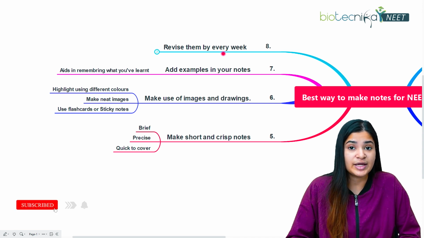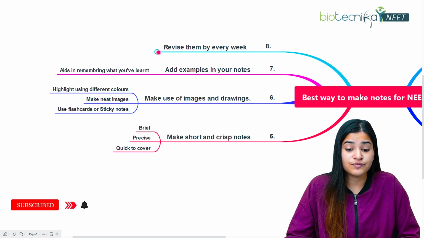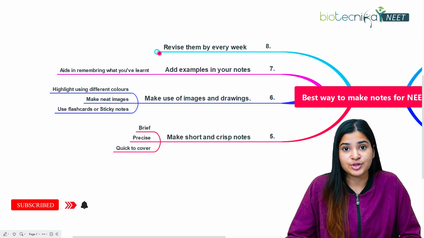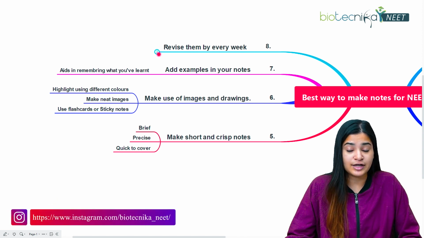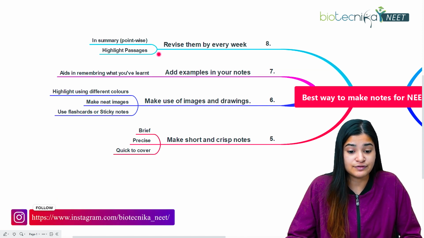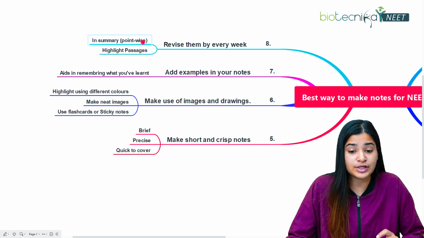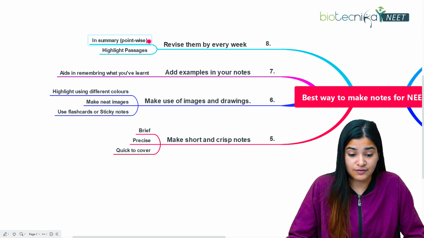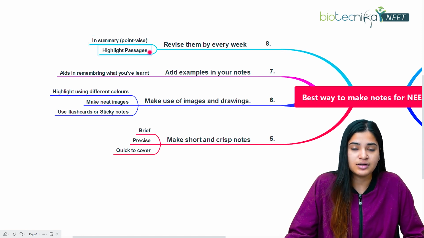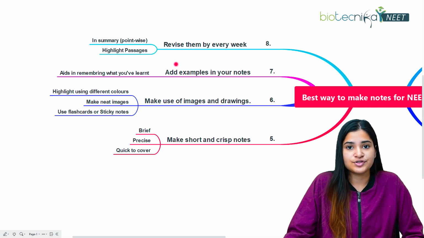sure you are revising them every week so that you don't forget the efforts that you put in during preparation of your notes and they don't go in vain. For that, you need to revise each and every point every week. You can always make a point-wise summary. That is the reason I mentioned you have to always make bullet points. Point-wise notes will help you summarize the whole concept, which you can quickly revise or cover, and you can even highlight the important passages using a separate color highlighter so you can quickly revise them every week. So revision is important for you to memorize things again and again.